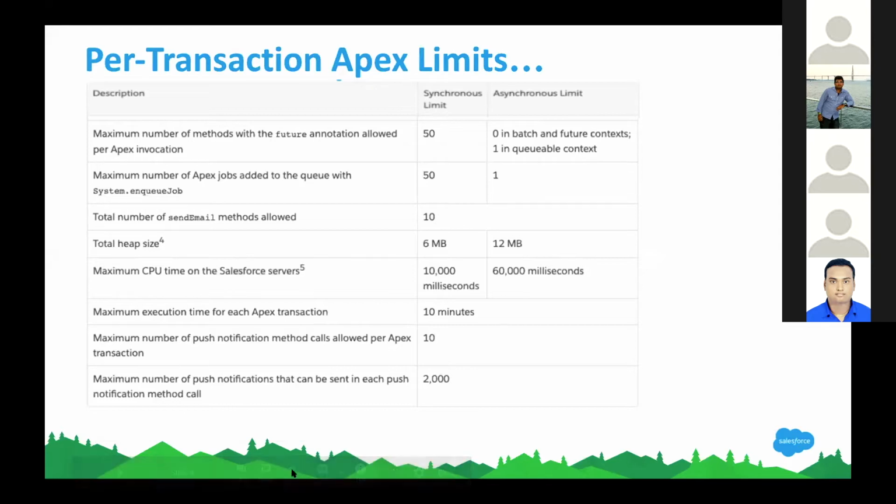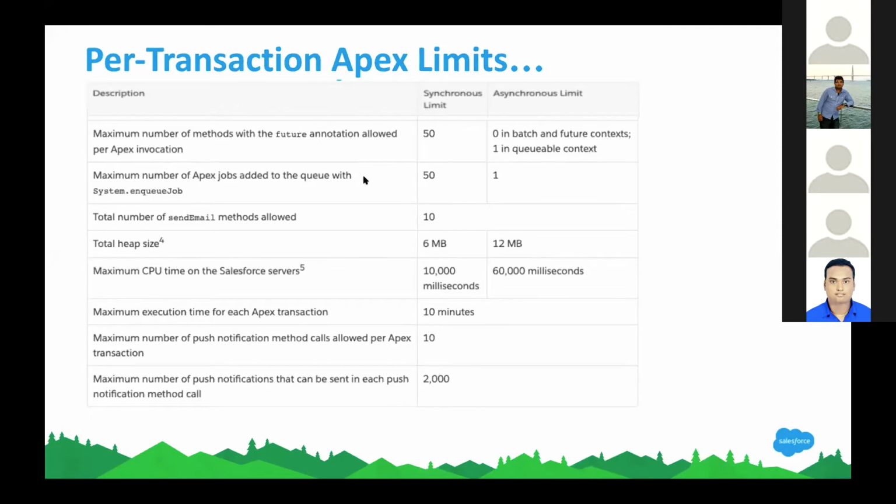And here are a few important points that we have to note. The first one is the maximum number of methods that can use future annotation. A future method is a method that is going to be called, but it will run in the backend asynchronously. So on the synchronous limit, we can call 50 future methods, and 0 on the batch and future context, and 1 on the queueable context. This is for the synchronous limit.